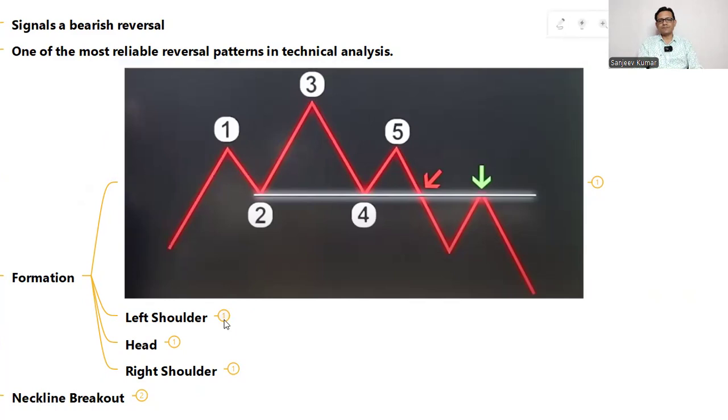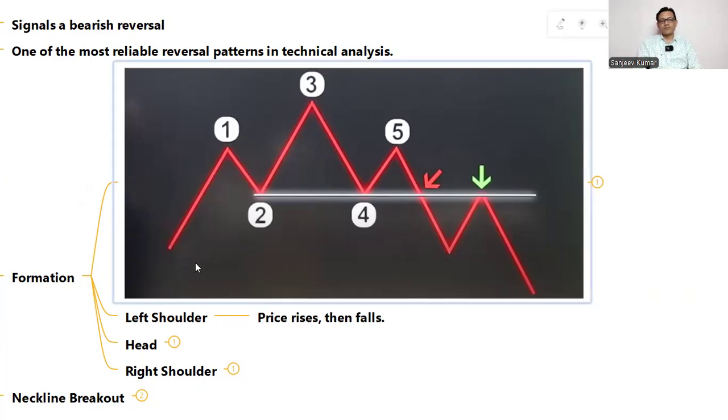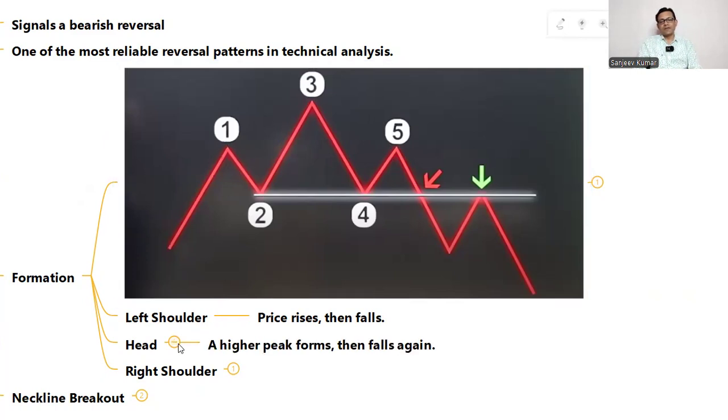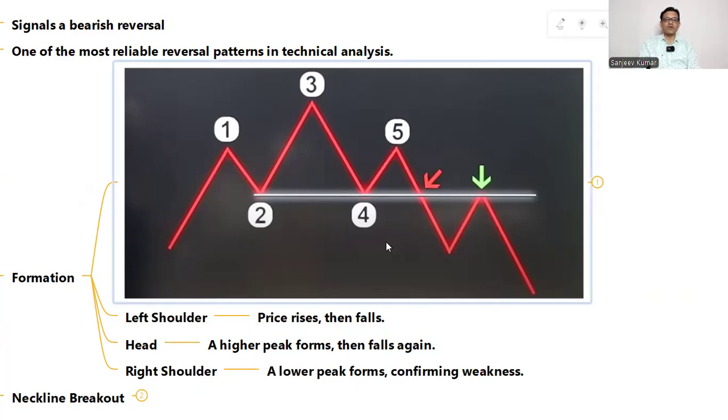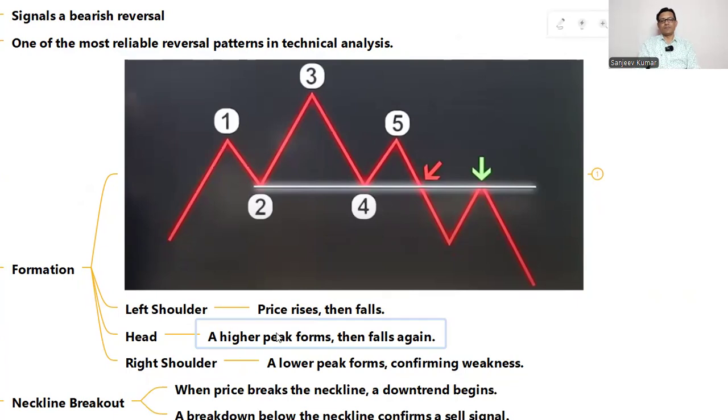Left shoulder: price rises, then falls. Then the head: when it moves up from here, it creates a higher peak, an all-time high, then falls again. Right shoulder: a lower peak forms, confirming weakness. And when you draw a line from point 2 to point 4, this is called the neckline.